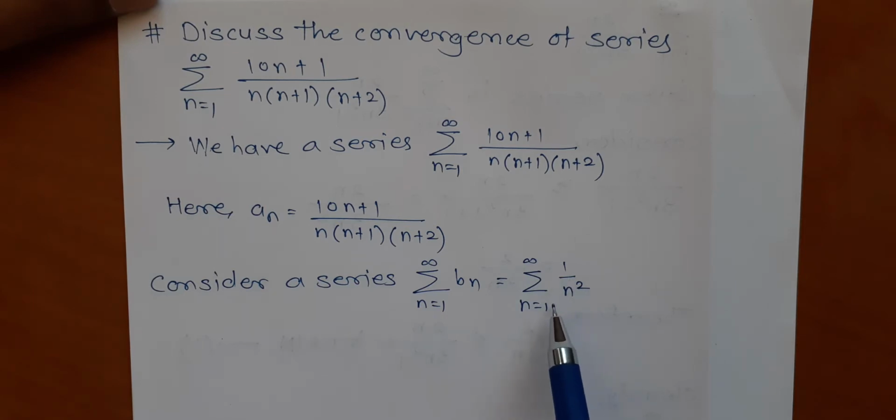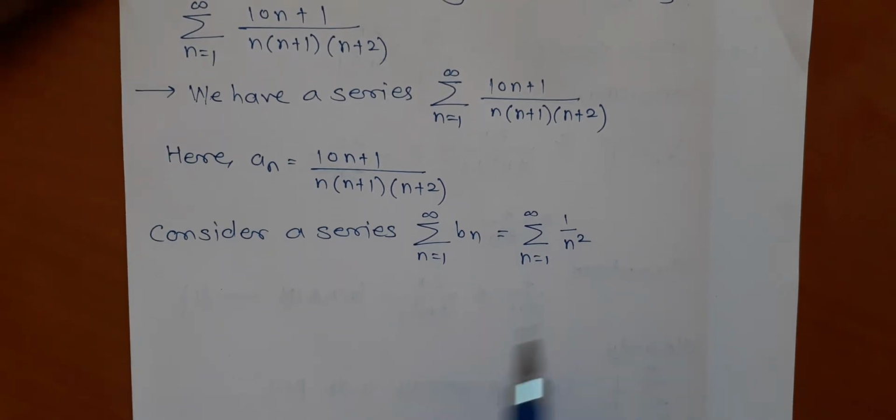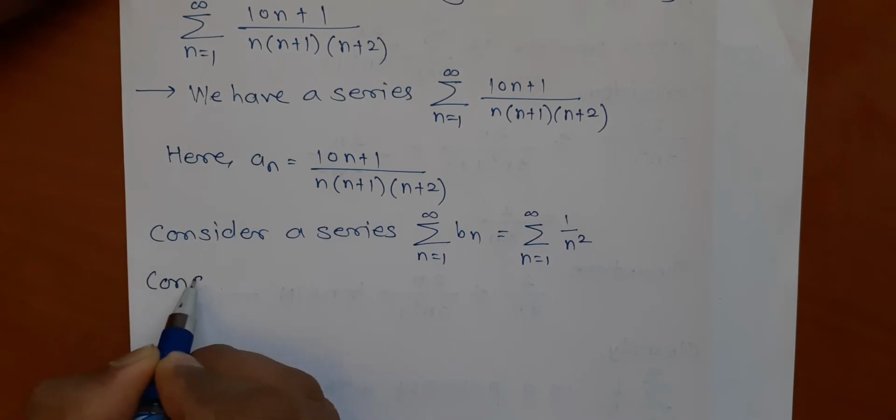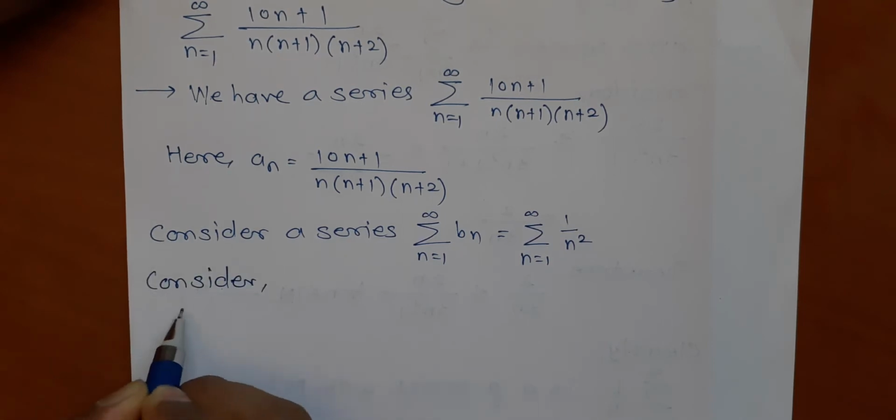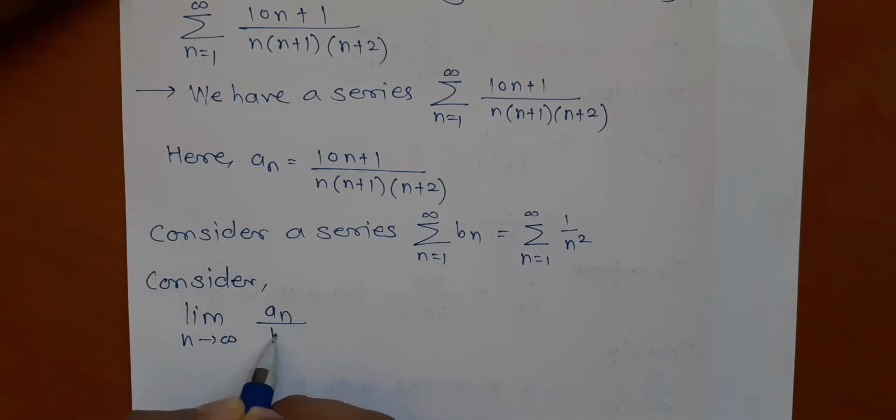Its convergence we can easily find since it is a p-type series, 1 upon n raised to p. So this is a p series. After that, in the limit comparison test, we find the limit as n tends to infinity of a_n upon b_n. This is a very important step. In each example of limit comparison test, we find this ratio's limit, and according to the answer we get, we say the series is convergent or divergent.